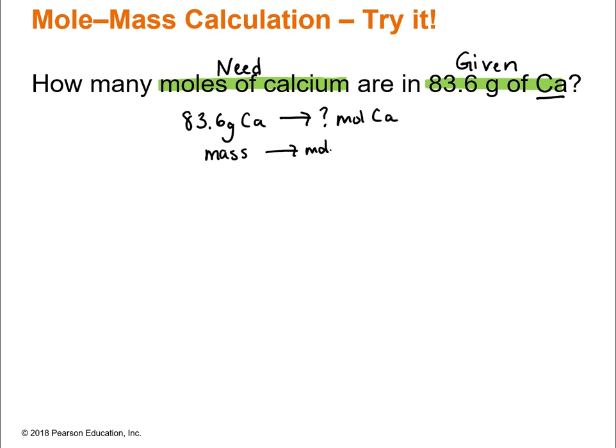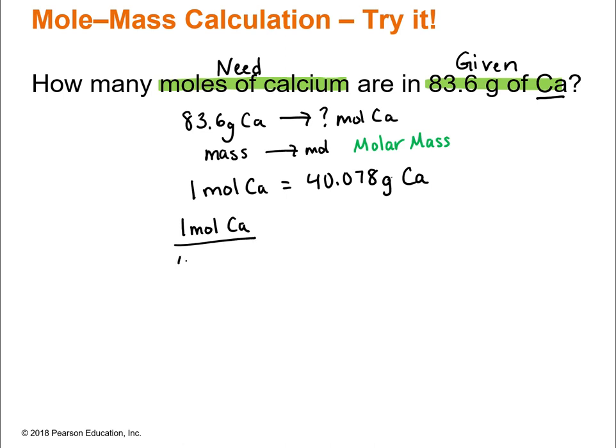So we've got 83.6 grams of calcium. We need to figure out moles. That's a mass to moles problem. So we have to use molar mass. You look up the molar mass of calcium. And that's just by looking at the periodic table. You look at the atomic mass, you write grams after it. And that's the molar mass for calcium. Those are our unit factors.